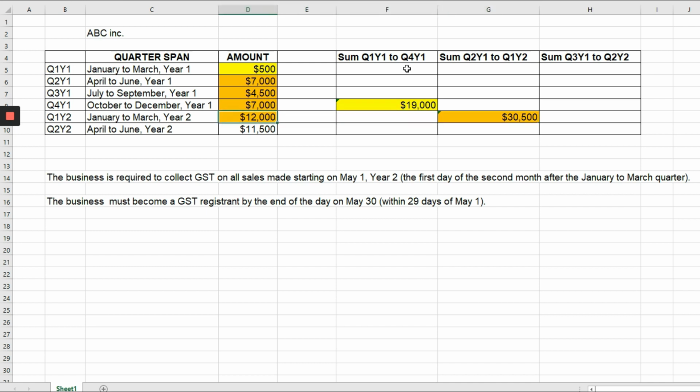So this quarter ending right here that I'm highlighting, let's highlight it in green. And the business must become a GST registrant by the end of the day on May 30th, which is within 29 days of May 1st.